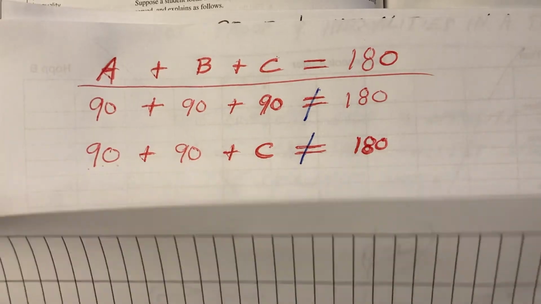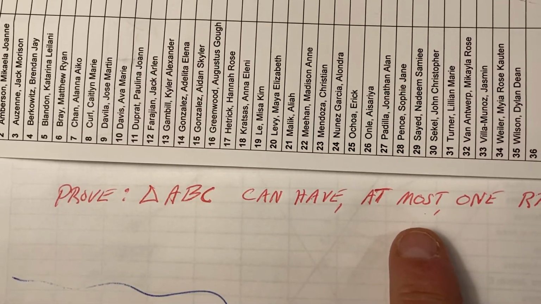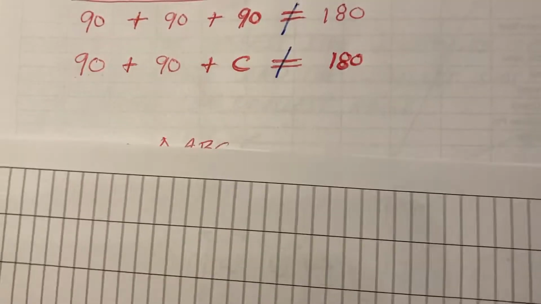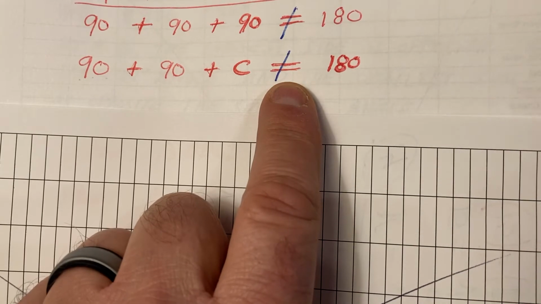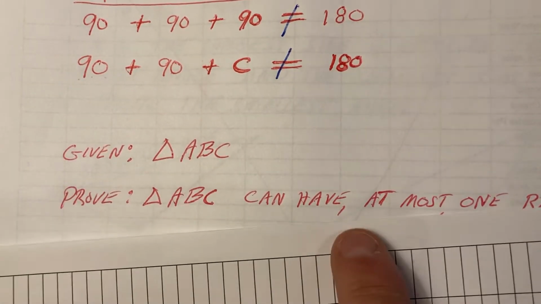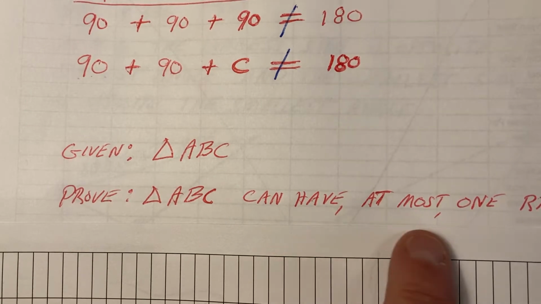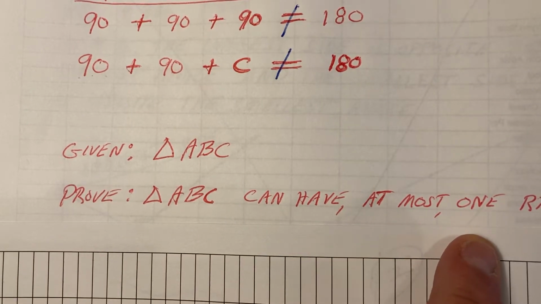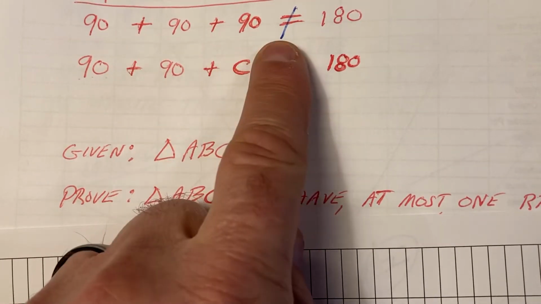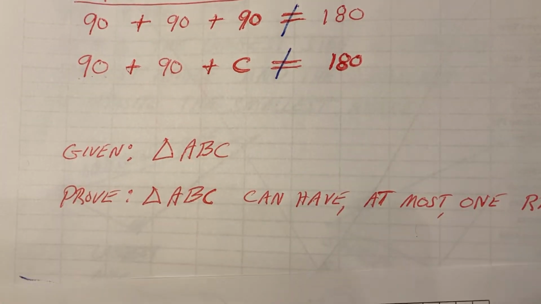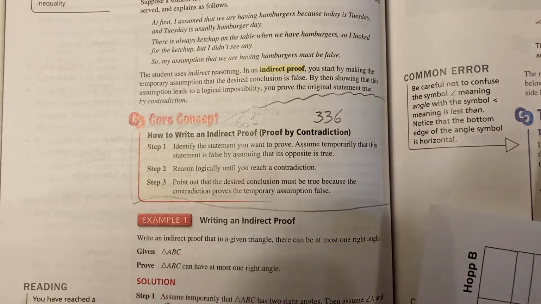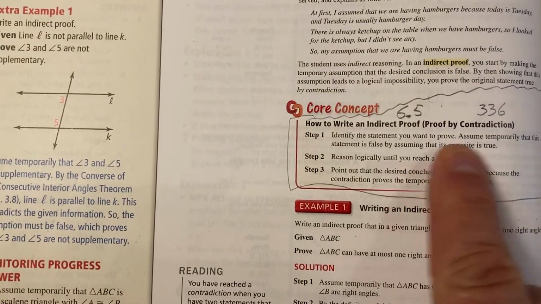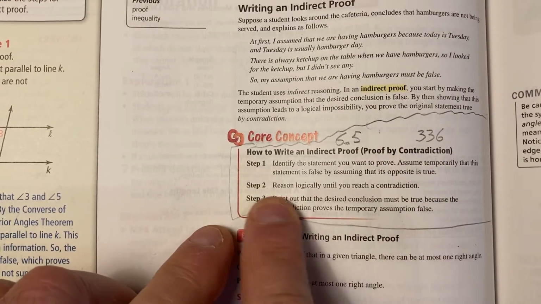So our assumption that we can have more than one right angle, we just proved that you can't, because if you do, it leads to a contradiction. Therefore, what we temporarily assumed, that a triangle can have more than one right angle, has to be false. Doesn't matter if it's three right angles or two right angles, it won't work. So our original statement must be true. It's a proof by contradiction, so make sure you put this in your notebooks.